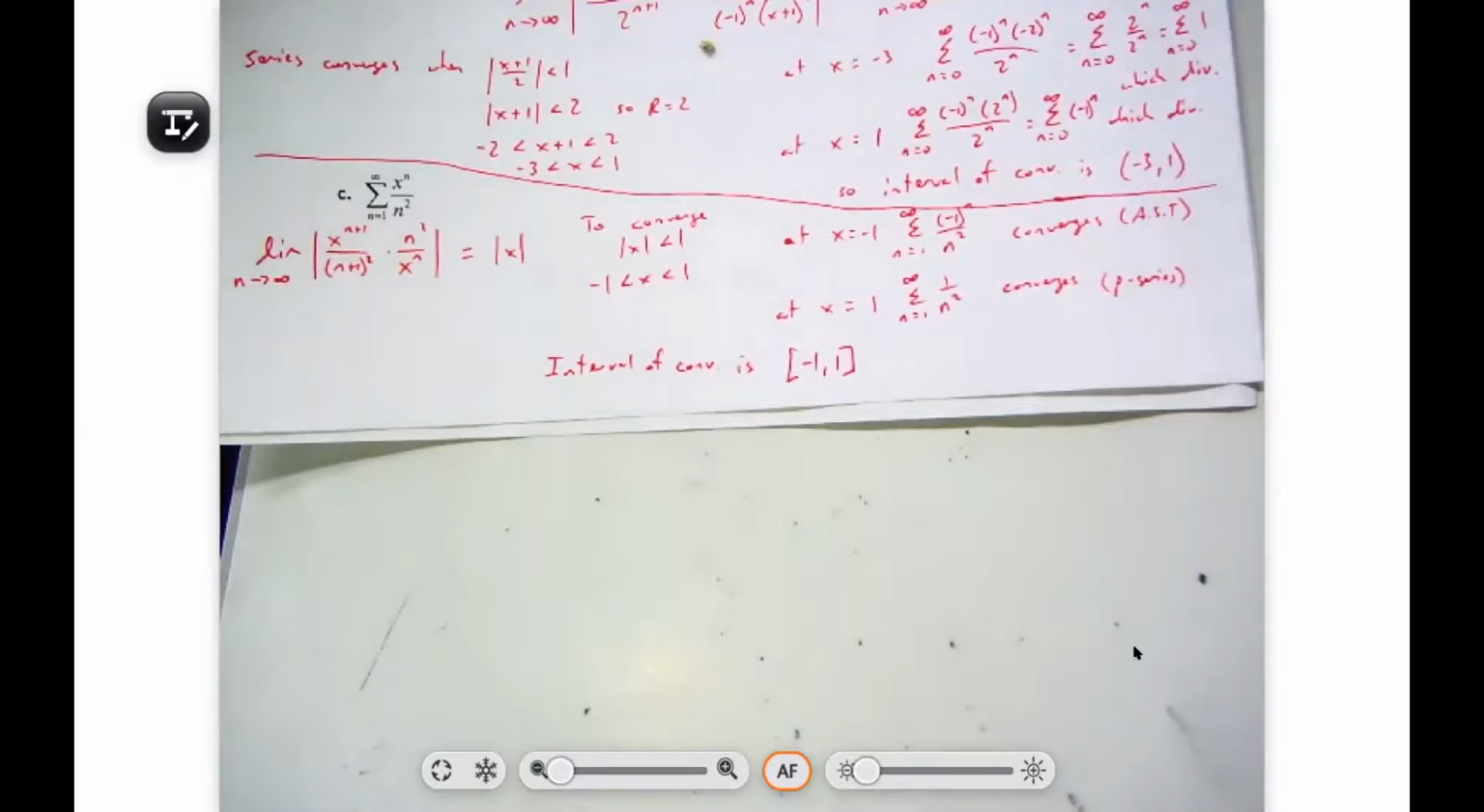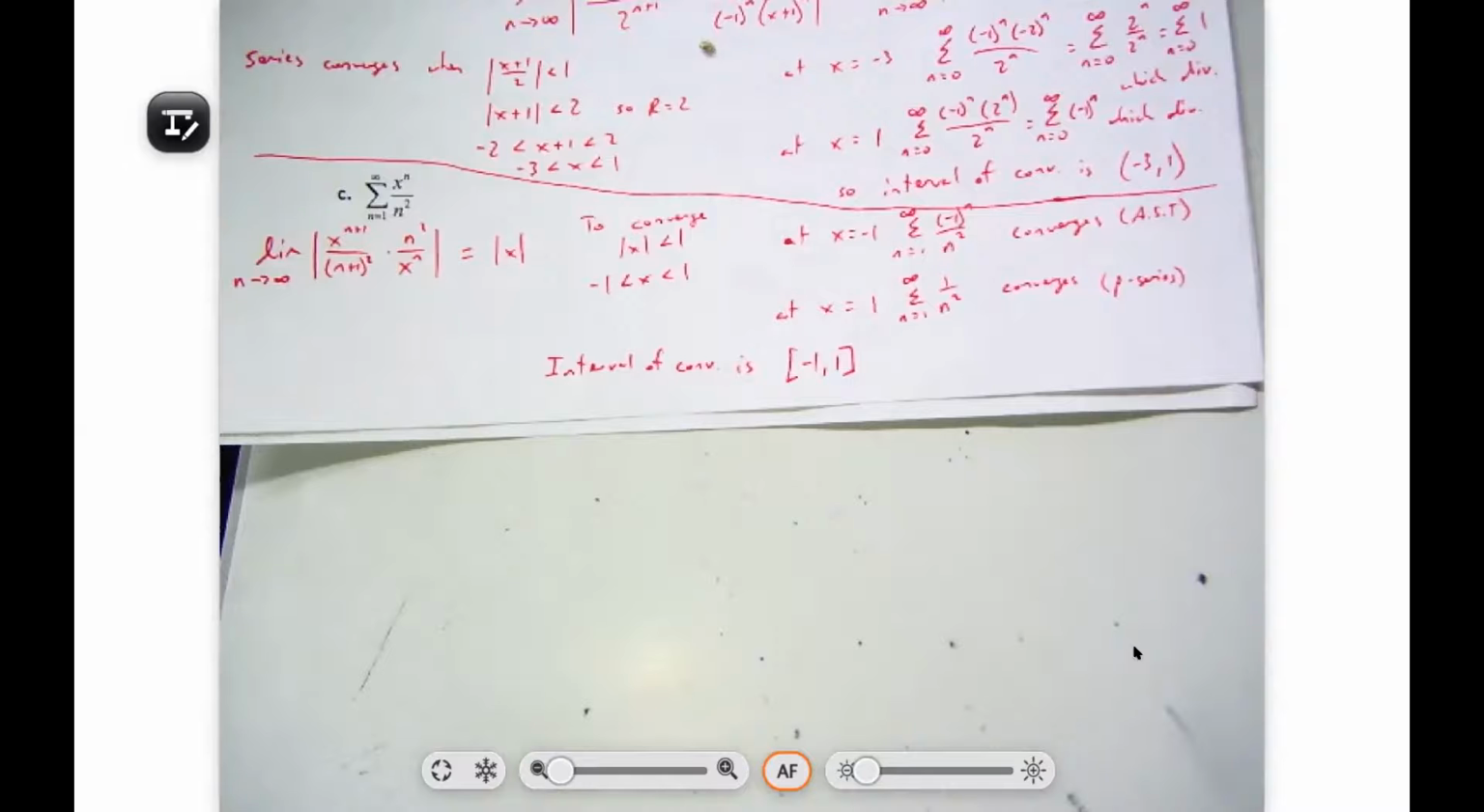So this was my work. When I went through the ratio test, again, I got the absolute value of x. To converge, I set that less than 1. That gave me my interval without including the endpoints yet.